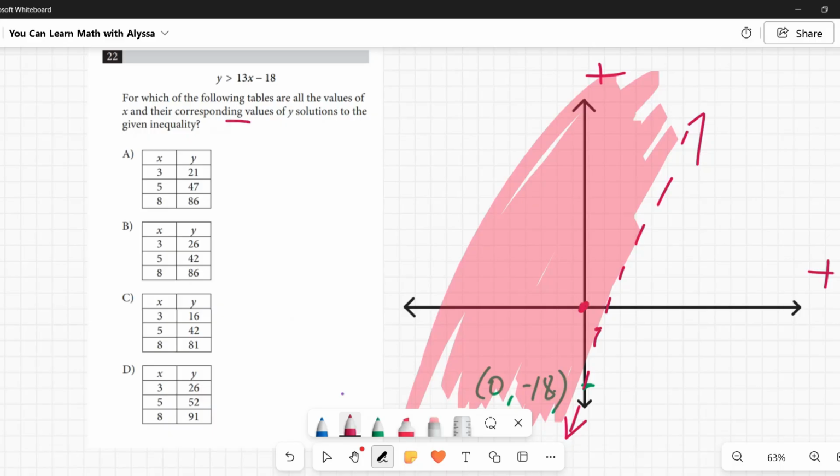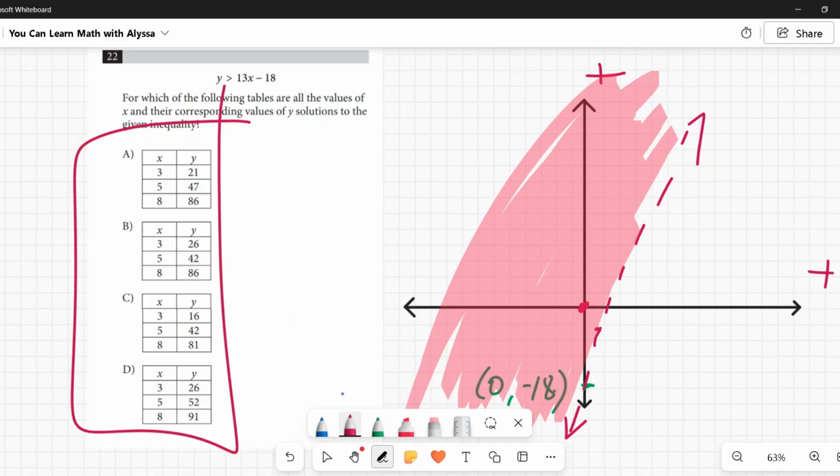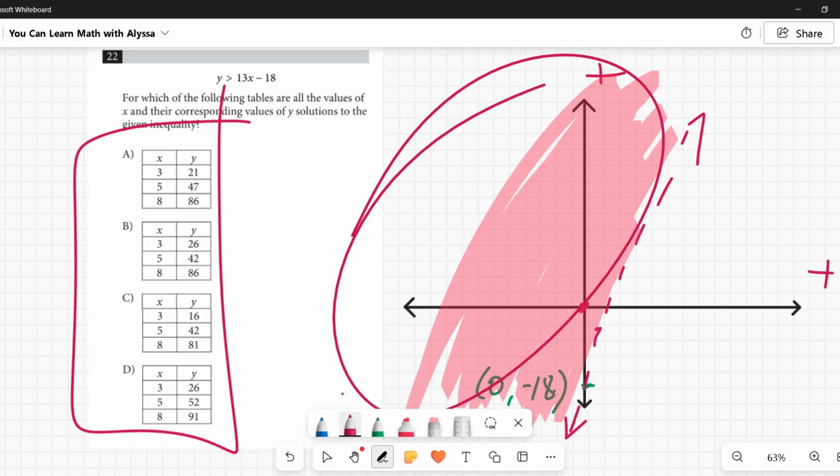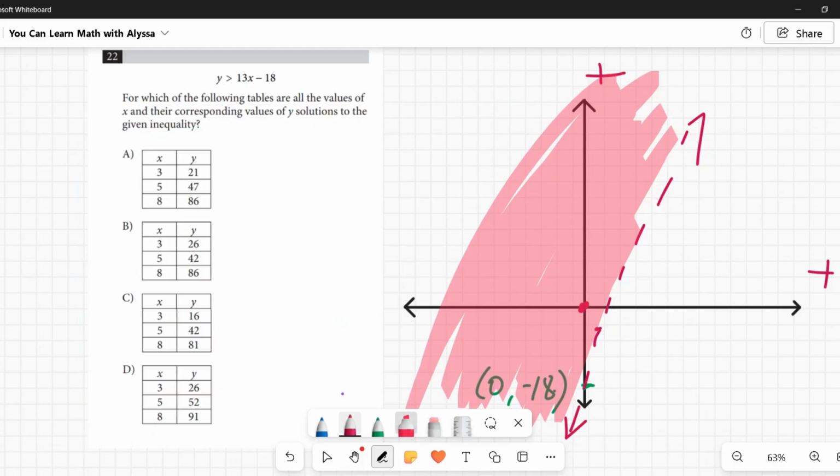Then what you would do is look at these possible options and see which of them has 3 ordered pairs that are all in that shaded area. Honestly, I think that's a little time consuming. It's made slightly faster by the fact that all of them have the same x's, 3, 5, and 8. It's that quality that I think just doing it math-wise instead of graphing-wise is a little faster.